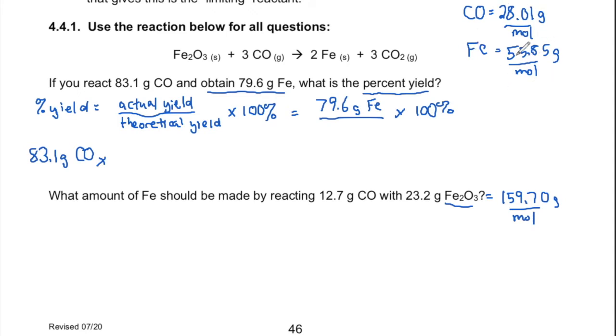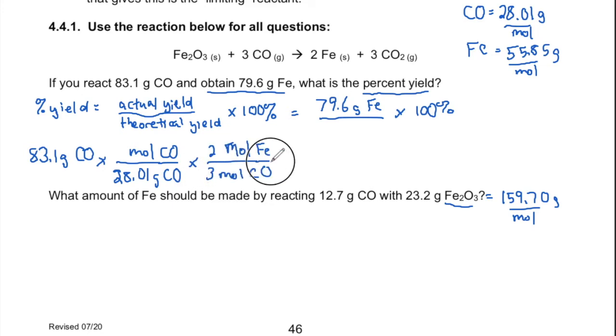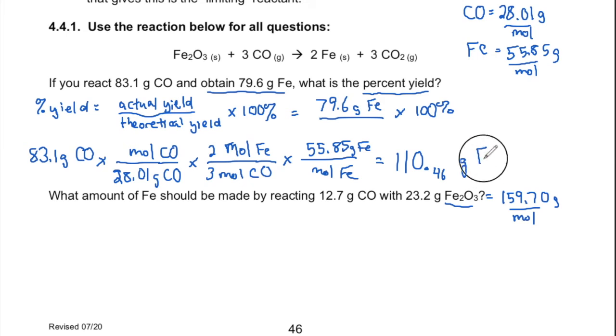So I put some molar masses up here and another one that we're going to need for the next problem. First, we need the molar mass of carbon monoxide. So we can convert this to moles of carbon monoxide. Then we want to get iron, so we'll use the molar ratio of carbon monoxide to iron. And we have a 2 to 3 ratio. 3 moles of carbon monoxide produces 2 moles of iron. And then the molar mass of iron is 55.85 grams per mole. And so we're expecting 110 grams of iron. So that is our theoretical yield.